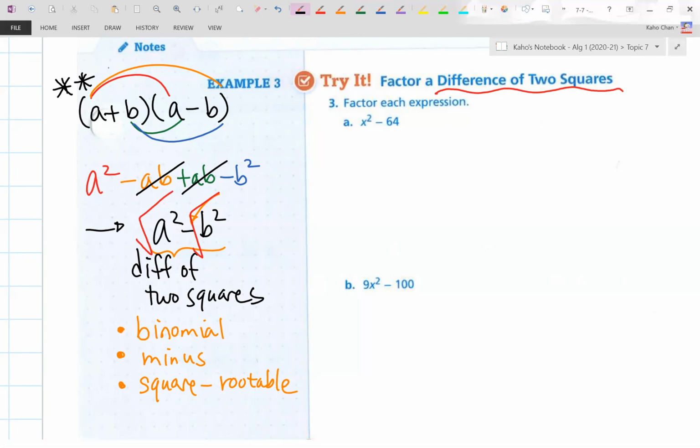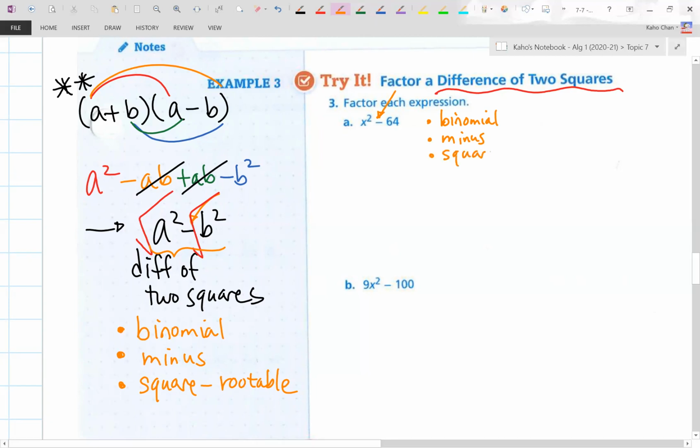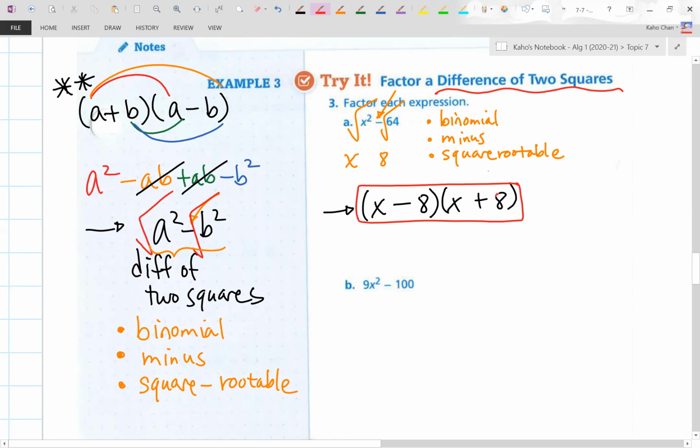All right, let's check. Is it a binomial? Yes, meaning two terms. Is there a minus sign? Yes. And finally, are the terms square rootable? Let's see, the square root of x squared is x. The square root of 64 is 8. Yay! This final answer is x plus 8 times x minus 8, plus minus or minus plus, doesn't matter which order you put it in. And that's it. This is something you should know for your future math classes, okay?